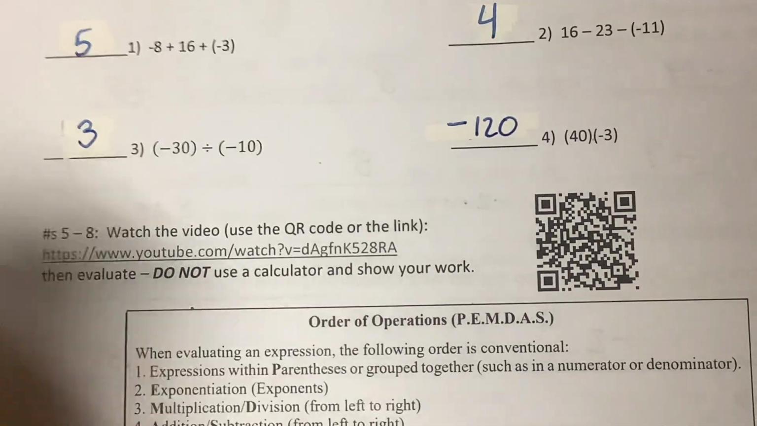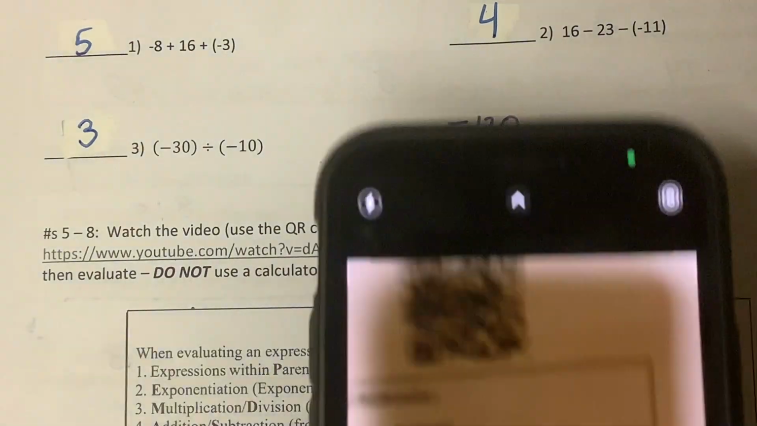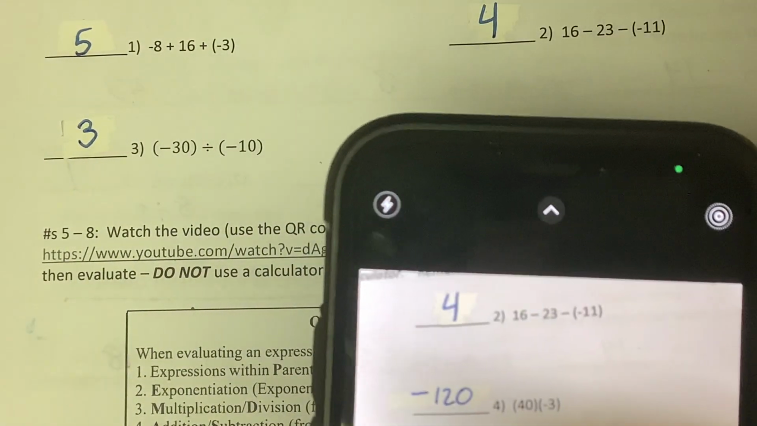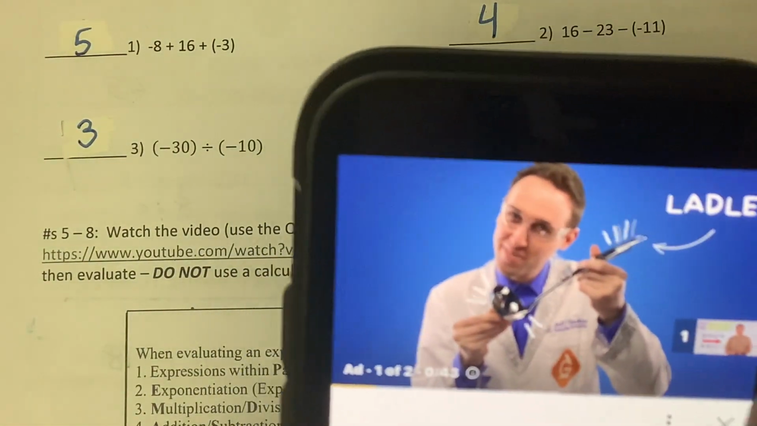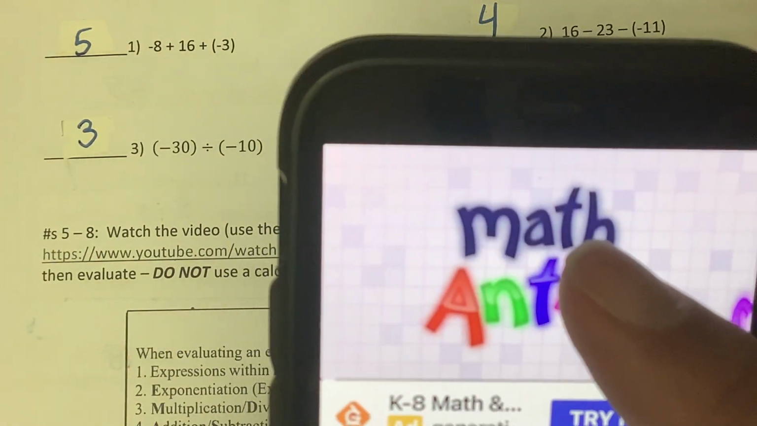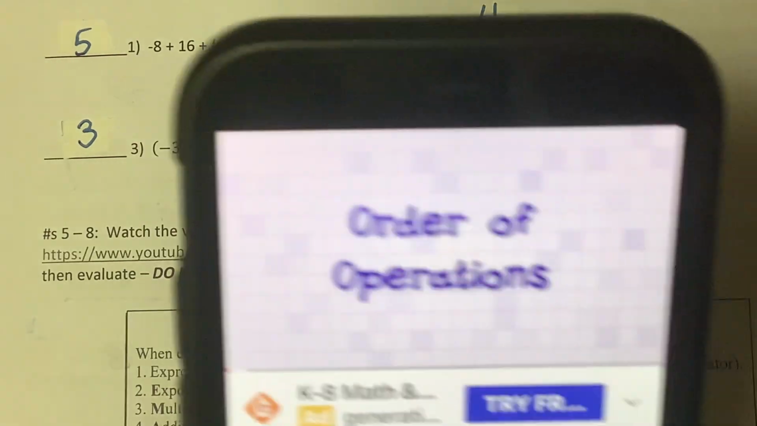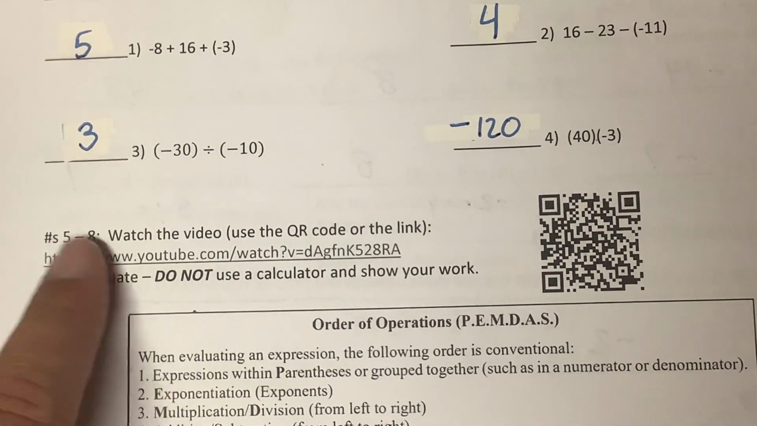All right, now, it says here, watch the YouTube video. In order to do that, all you have to do is scan the QR code and go to YouTube, and there's the video. Actually, no, that's not the video. You've got to skip the ads and then go to the video. I like Math Antics, but I'm not watching this whole silly thing. Hi, welcome. Bye, guy. You watch it. I'm just going to go and read.